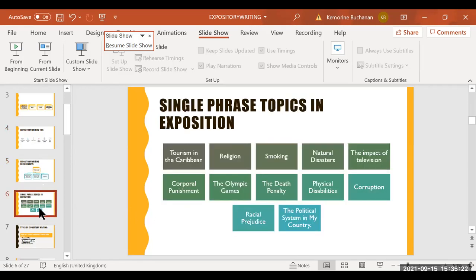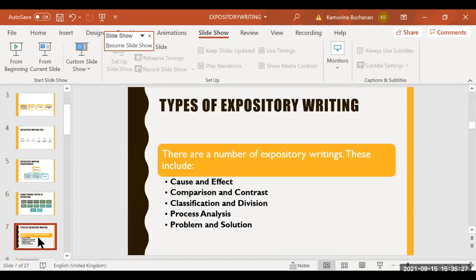And remember, I need you to go over this. I want you to choose a topic and I want you to create an outline, because that is what is going to take us into our next activity.